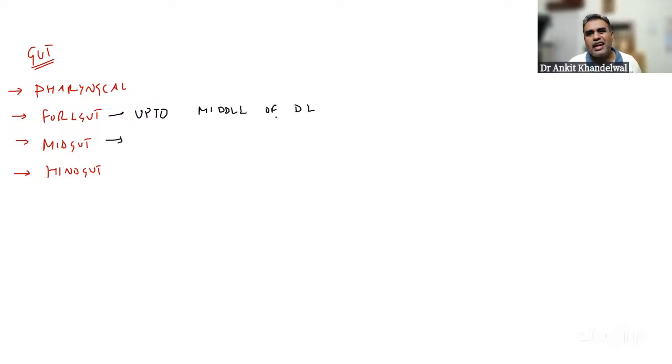Midgut is from the second part of the duodenum to the proximal 2/3 of the transverse colon. Let me write up to over here, proximal 2/3 of transverse colon. And hindgut is up till the upper half of the anal canal.